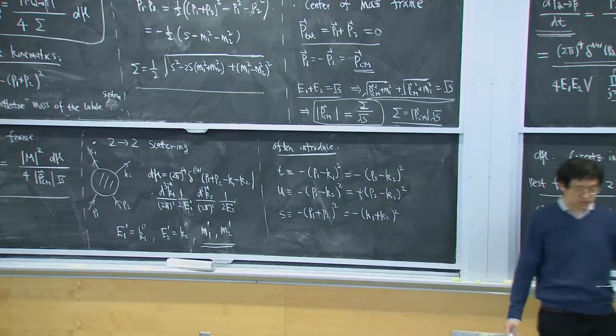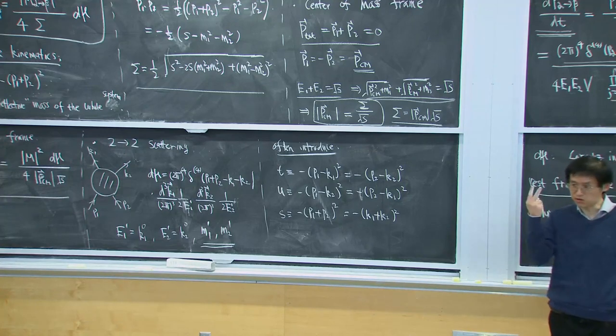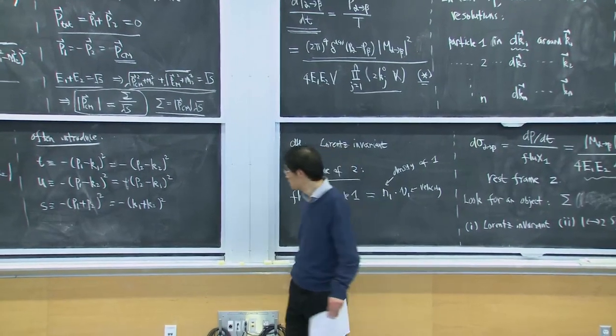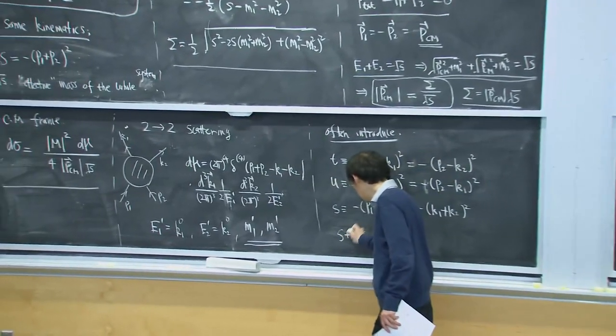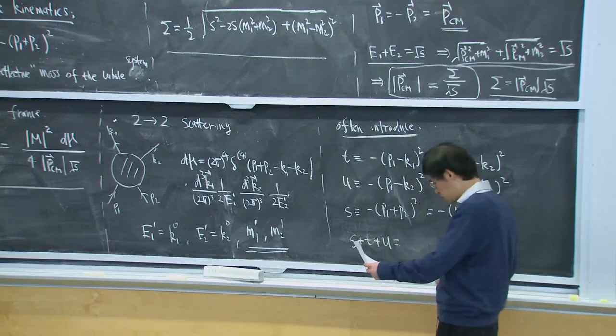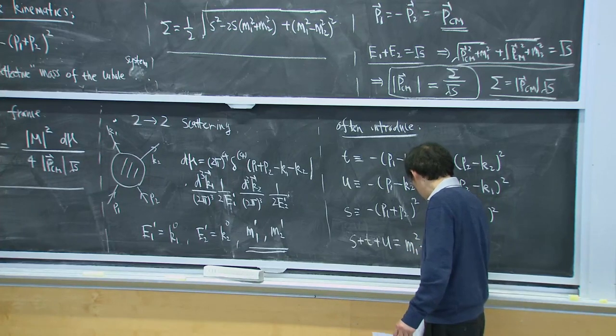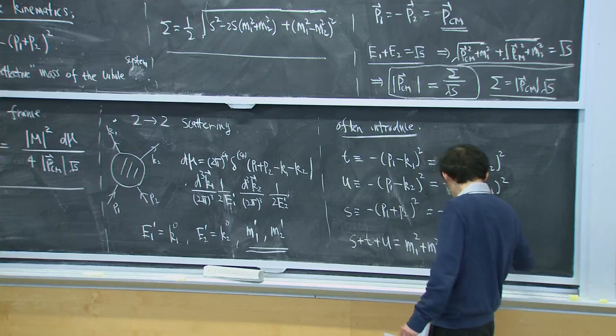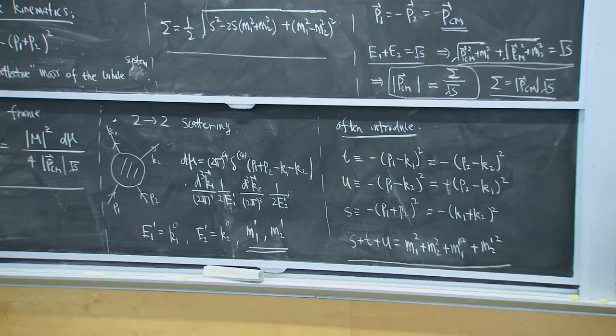In fact, S, T, U themselves are not independent of each other. With momentum conservation, there are only two independent Lorentz invariants you can introduce. So S plus T plus U is actually not independent, as you can show; I give this as an exercise for yourself. If you know any two, then you know the other one, and anything can be expressed in terms of these variables.